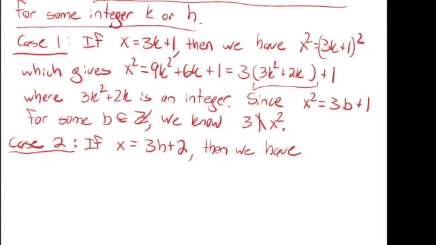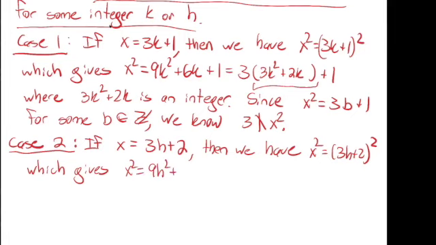Sure, go ahead, Basi. So I said that if x is equal to 3h plus 2, then x squared is equal to (3h plus 2) squared, which gives x squared is equal to 9h squared plus 12h plus 4. I hope I did my math right. So far that looks good. We're taking the same sort of idea.